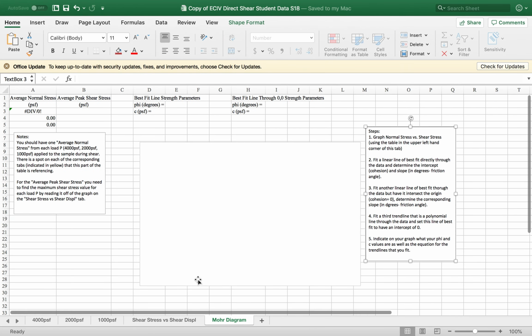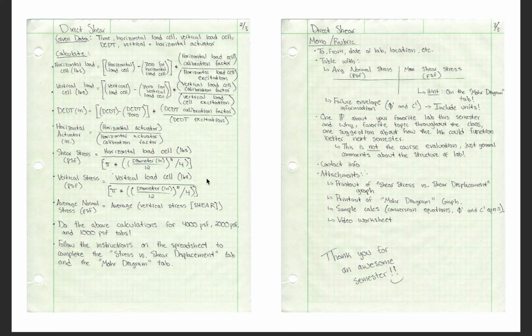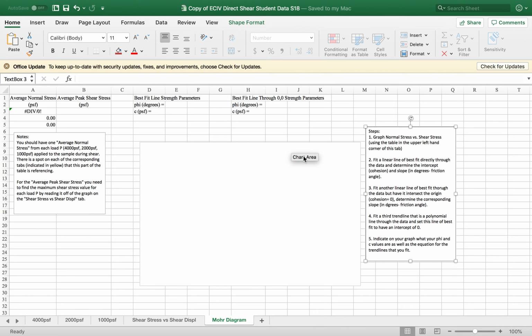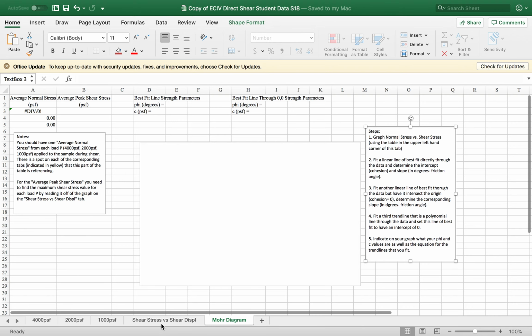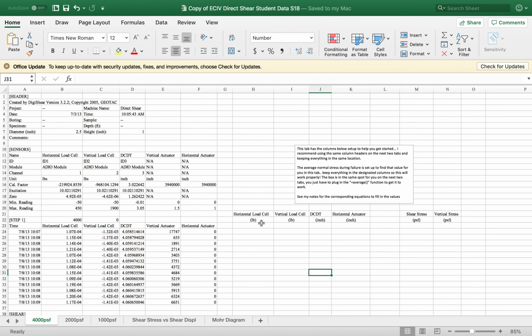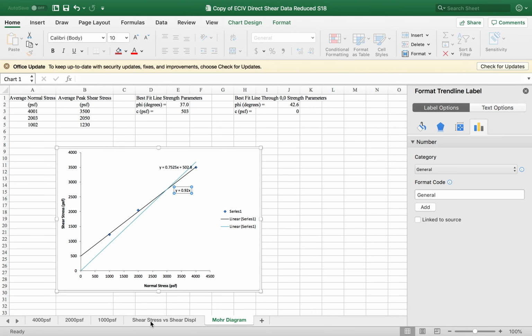So for your attachments, I want you guys to print out your shear stress for shear displacement graph, print out your Mohr diagram graph, and include all your sample calcs. So conversion equations, C prime and phi prime, and be sure to include your video worksheet as well of the Risa landslide video. And like I said before, all the equations are right here. If you get confused, just shoot me an email. All the stuff is outlined for you on this Excel spreadsheet, so it should be pretty easy. And this is what you're after.